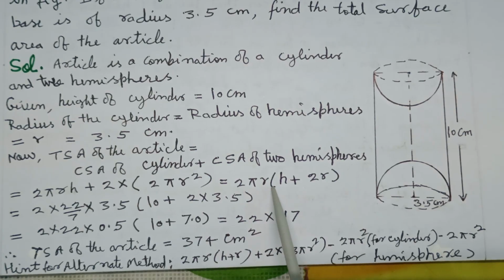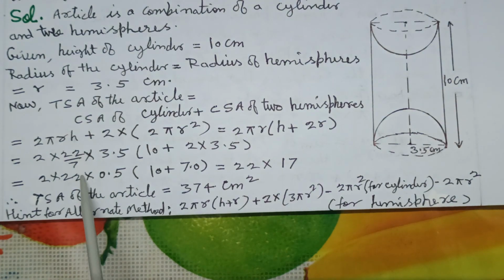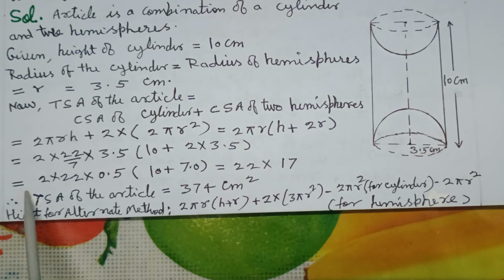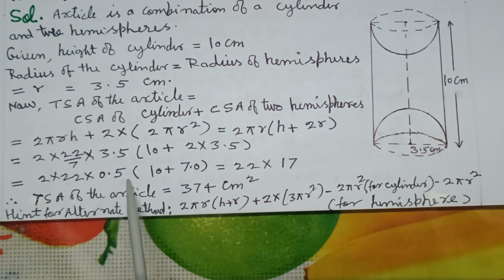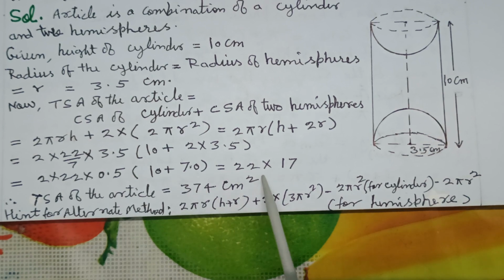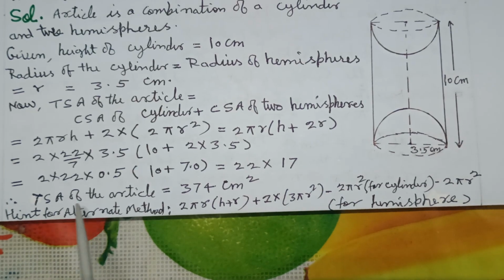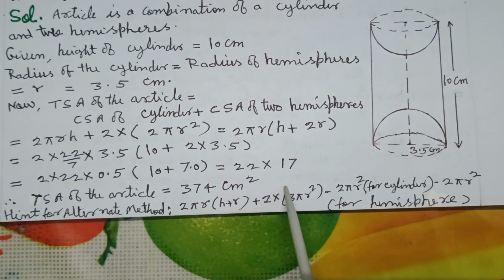So it is equal to 2πr(h + 2r), taking 2πr common. Now put the values. So 2 into 22 upon 7 into 3.5 into (10 + 2 into 3.5), which is equal to 2 into 22 into 0.5 into (10 + 7), which is equal to 22 into 17. Therefore, the TSA of the article is equal to 374 centimeter square.